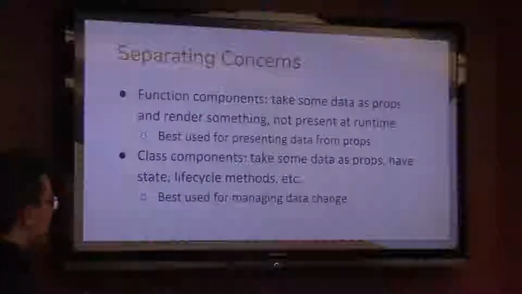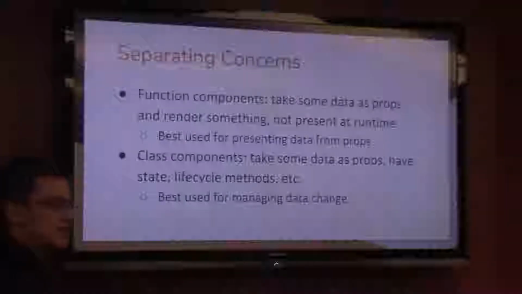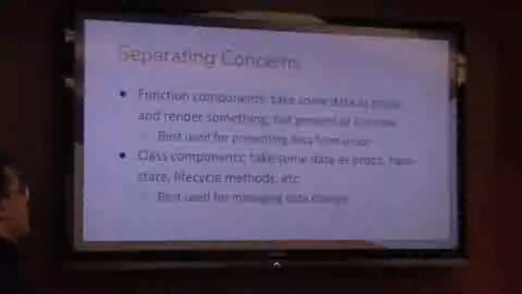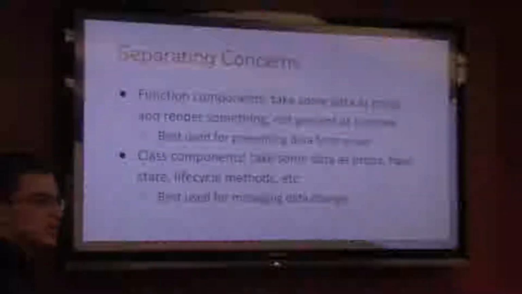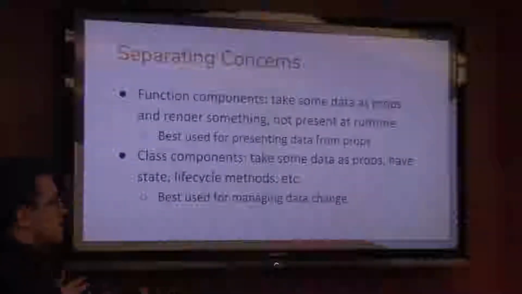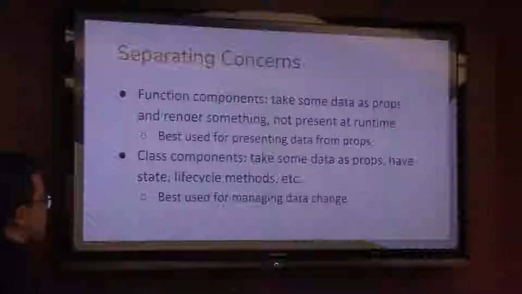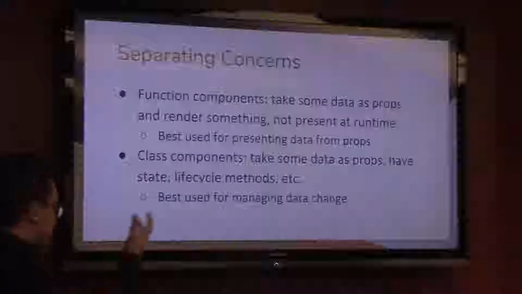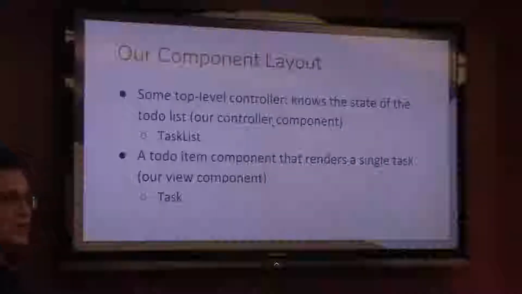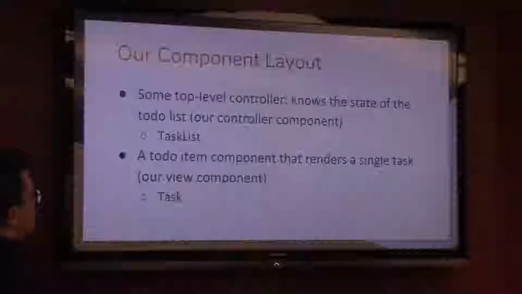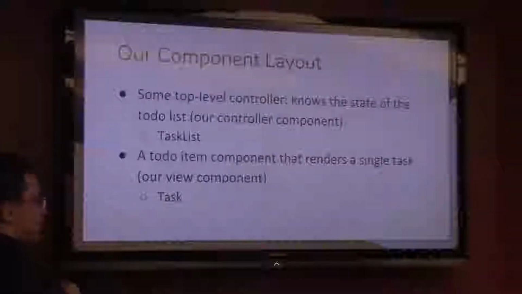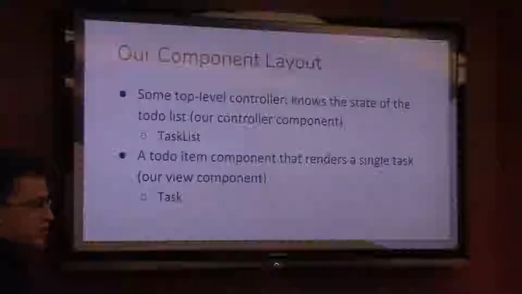They just render data. Class components are where we get into the complex stuff: making queries, managing state, global context, all that stuff. They take data as props, but they also have state and life cycle. So you can run some code, for example, every time you get new props. So the best practice is that class components you use to manage data, and function components you use to render views. So our component layout is basically just two components, which is nice and simple. It's one top-level controlling component, task list, which is a class component, and one view component, task, which is a function component, which you saw before.